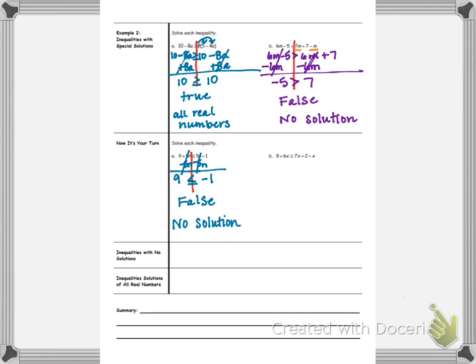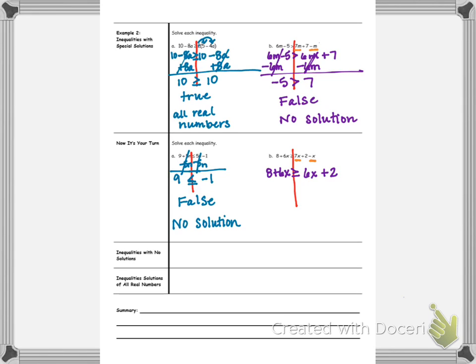Okay. And then our last problem. We have 8 plus 6x is greater than or equal to 7x plus 2 minus x. So do I have anything to distribute? No. Do I have any like terms to combine? Yes. 7x and negative x. So we're going to go and get that written. We have 8 plus 6x greater than or equal to. Now I need to combine my like terms. 7x minus x is 6x plus 2.